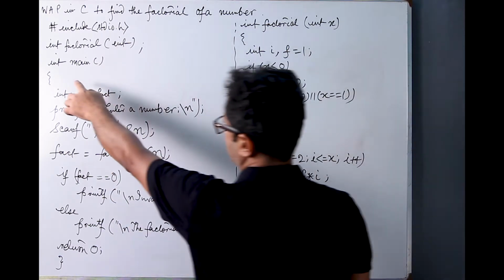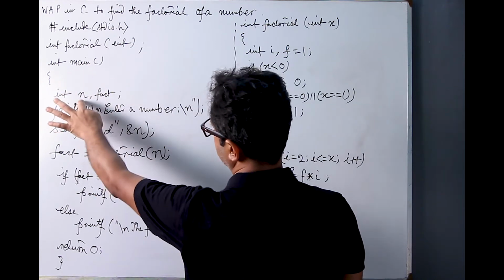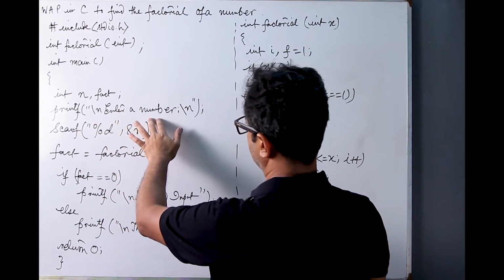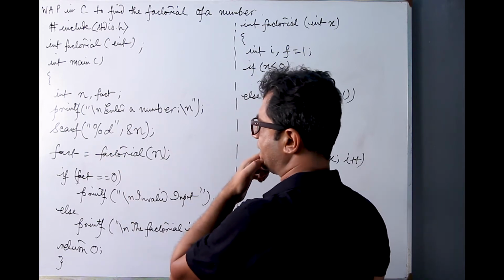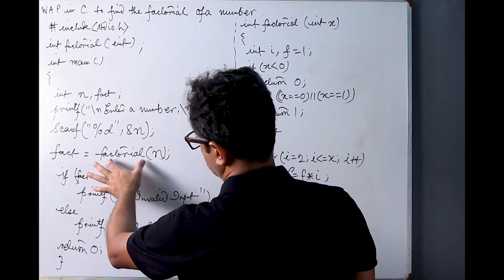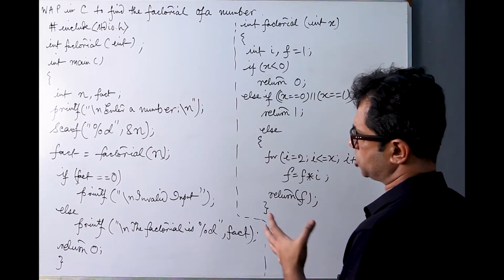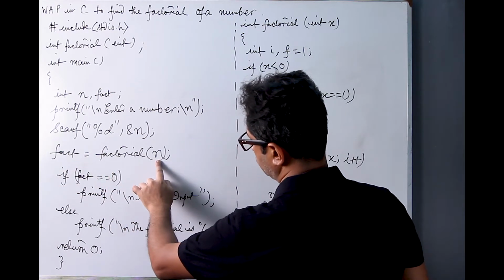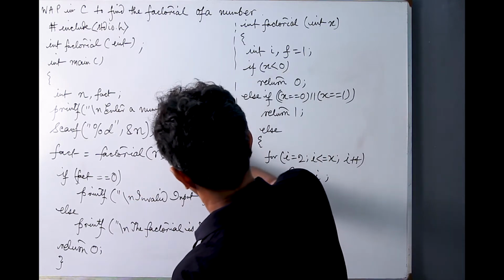After that, I have written the int main. We have declared two variables, n and fact. We have given a prompt to the user to enter a value. Then the user entered a value n, and after that we have written the line where the function is called from the calling module. So the function factorial is being called in this line with the argument n, and this argument is called the actual argument.